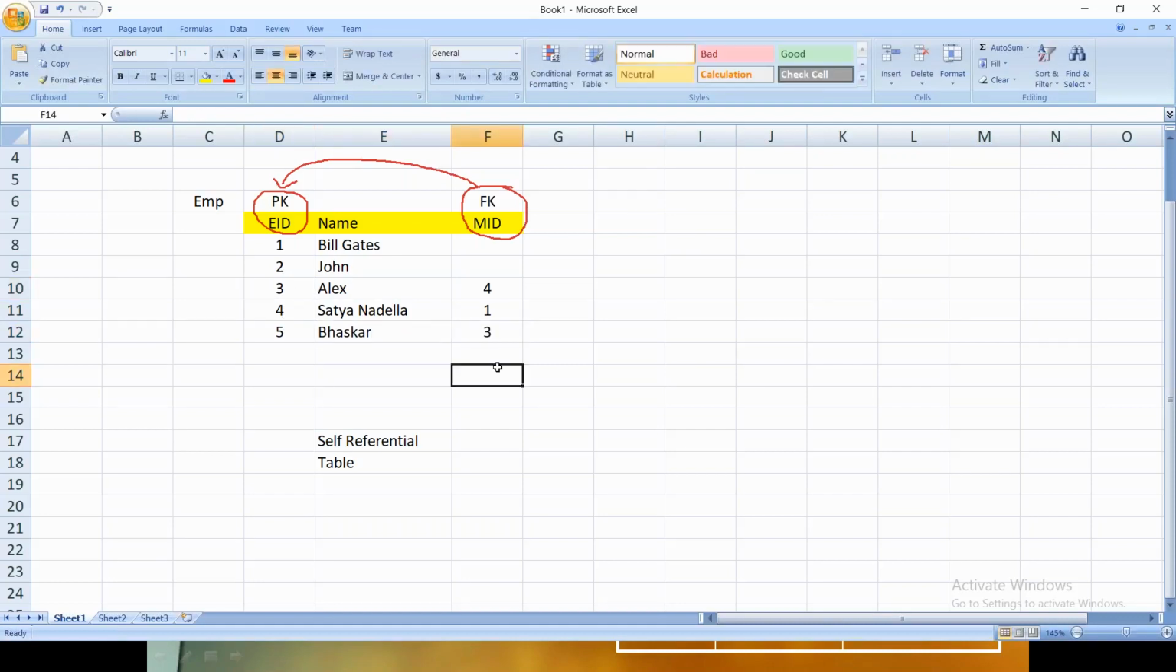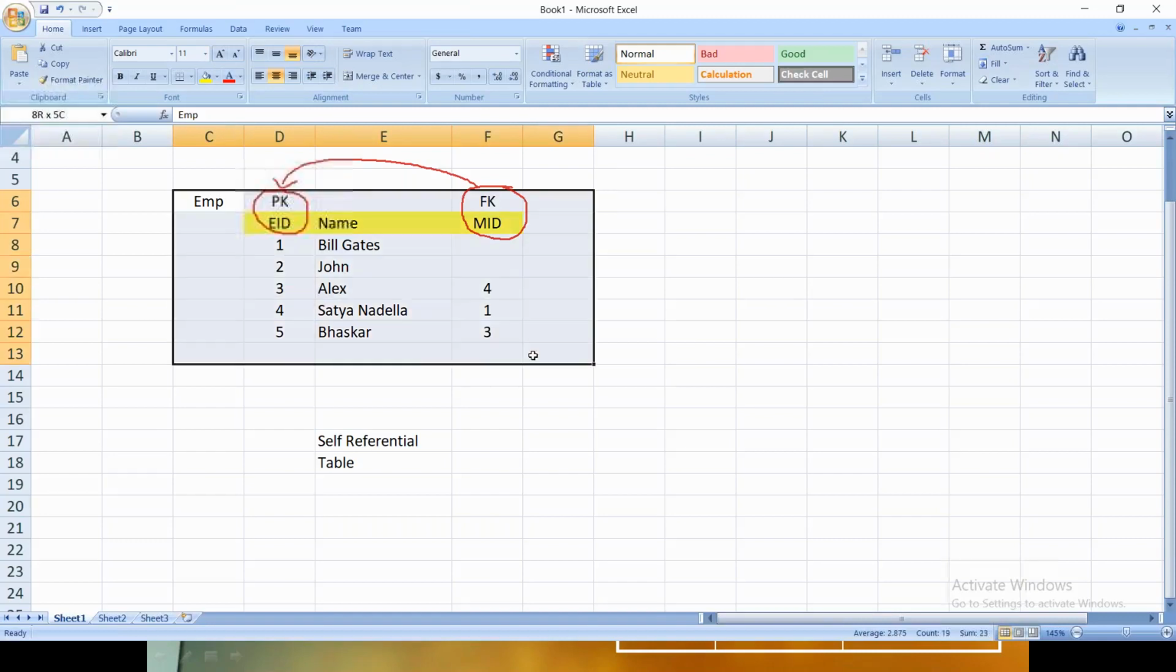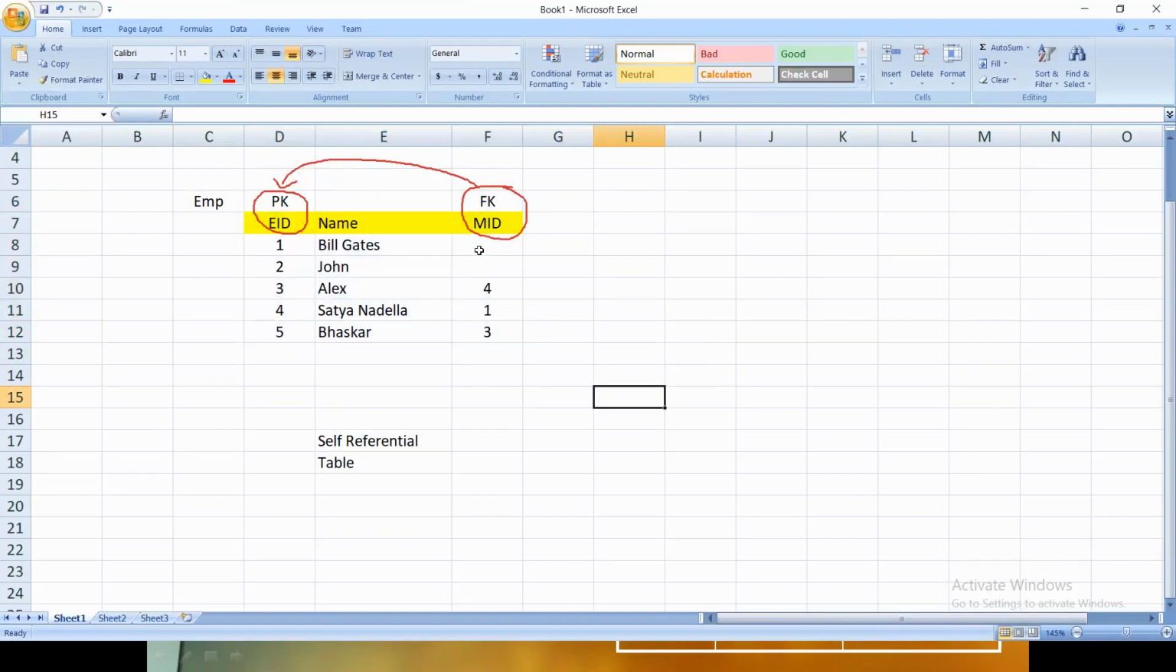Alex says 3. Clear? So I can have a table with a primary key and a foreign key, and my foreign key is referring to my own table's primary key. Then this table is called a self-referential table, and I have a foreign key. The foreign key should allow multiple null values. If you don't allow null values in the foreign key, this kind of situation you cannot handle.